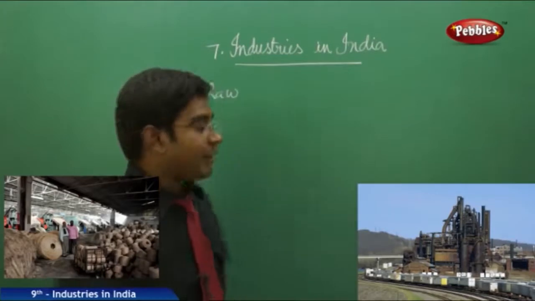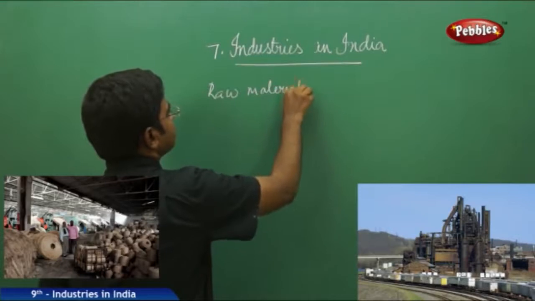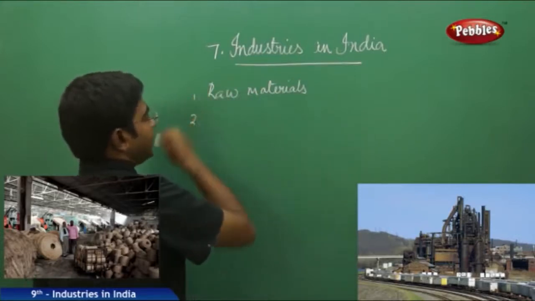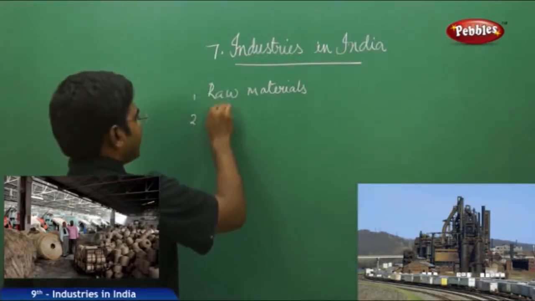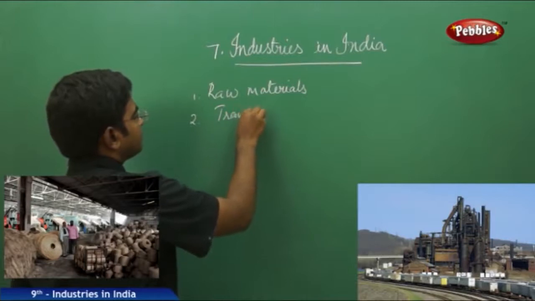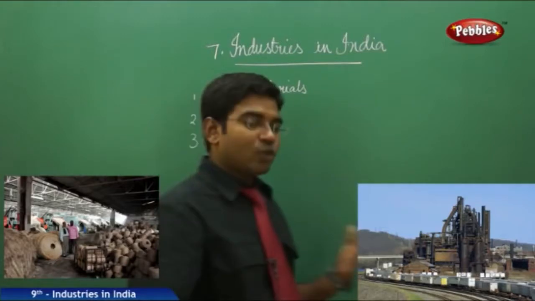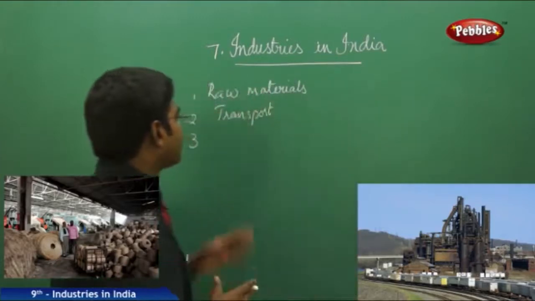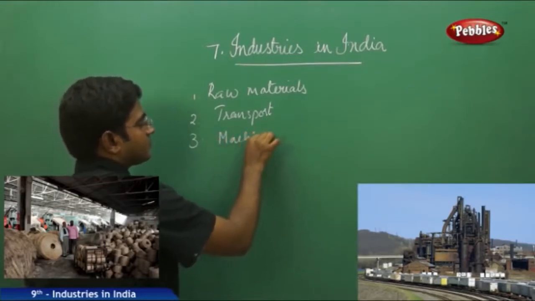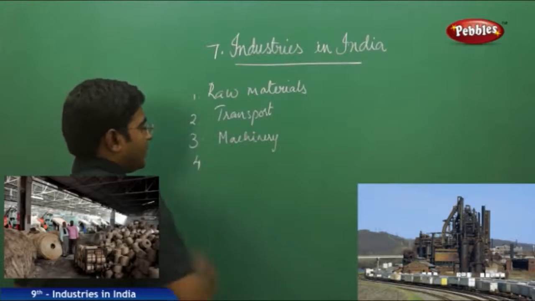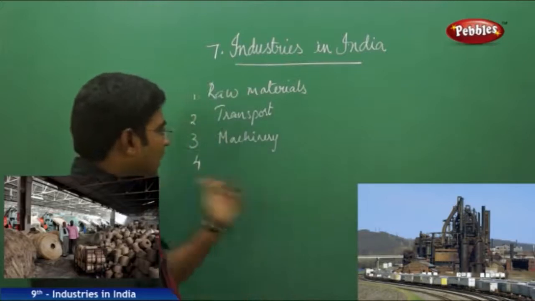Then after the raw materials are identified, they have to be carried to the spot where an industry is set up. So we need transport. After taking them to the required place, again we need the machinery. Then again we need skilled persons or people to work and convert them.